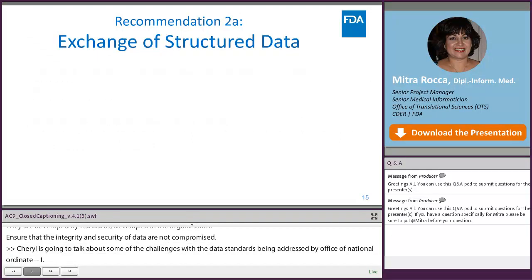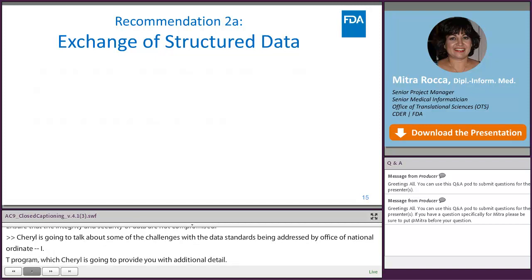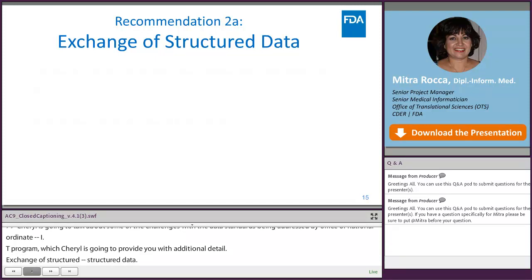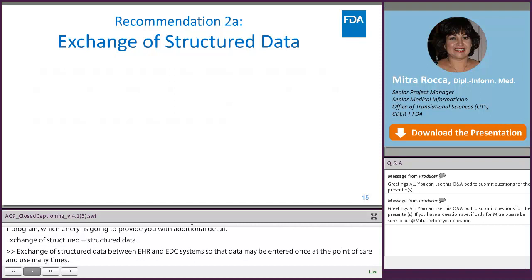Exchange of structured data between EHR and EDC systems so that data may be entered once at the point of care and used many times. So the concept is called enter once, reuse many times. The data is entered into the EHR system once and then it's reused by the EDC system.